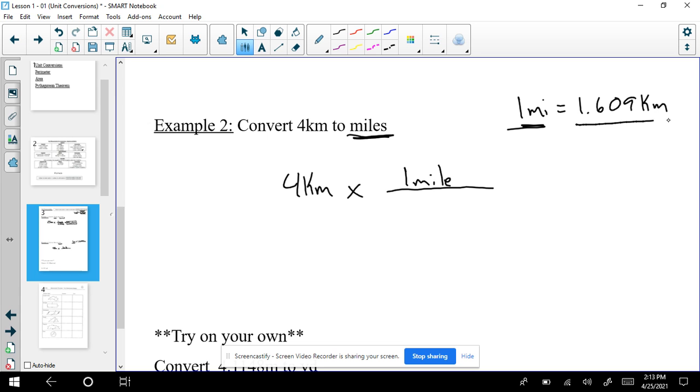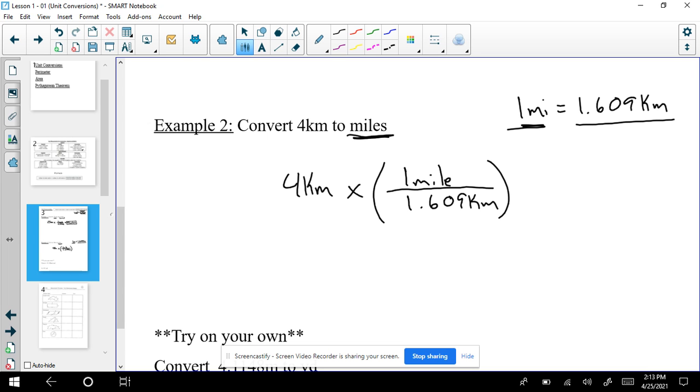And then my old units is kilometers. So I would go 1.609 kilometers. And what you can do is do this first. So I would do 1 mile divided by 1.609 kilometers. And then I would take whatever that is and multiply it by 4 kilometers.